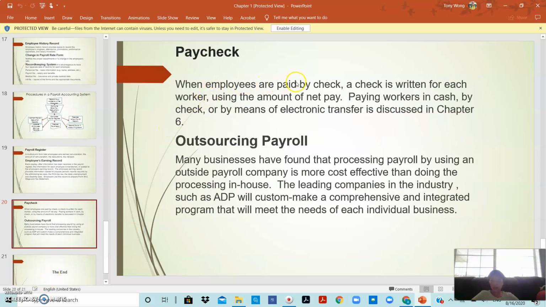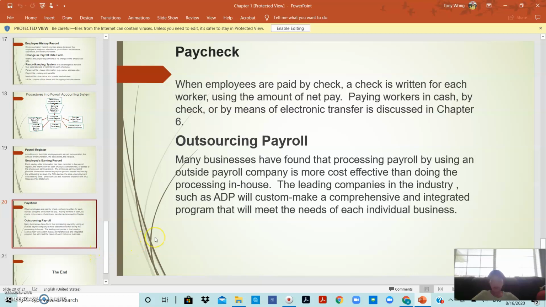Paycheck. When the employee is paid by check, a check is written for each worker using the amount of net pay, okay? Paying workers in cash or by check or by any electronic transfer into their bank account.